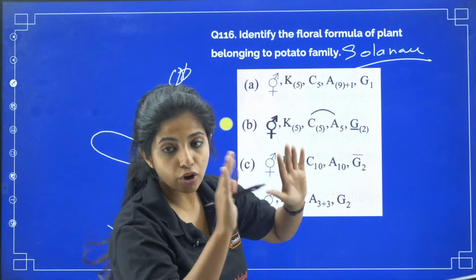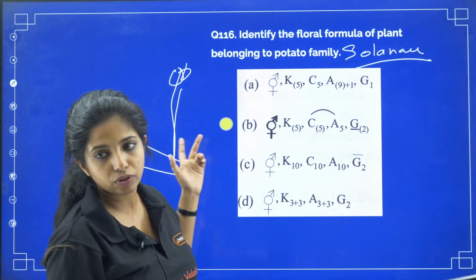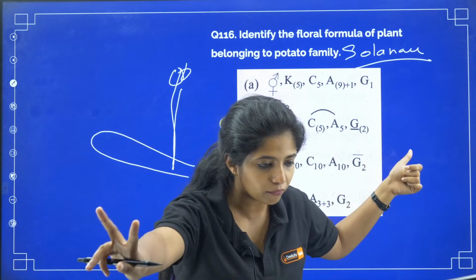Okay, androecium is not fused together because they are on the petals, right? So they cannot be fused. Gynoecium is fused. How many? 2 of them.